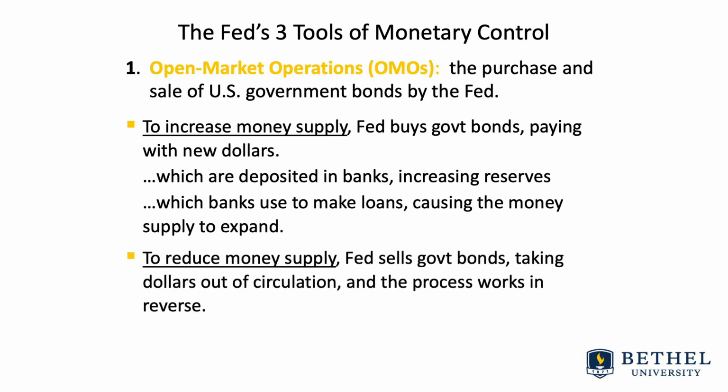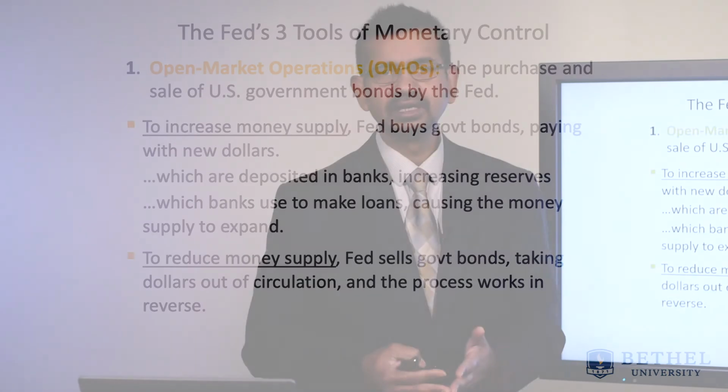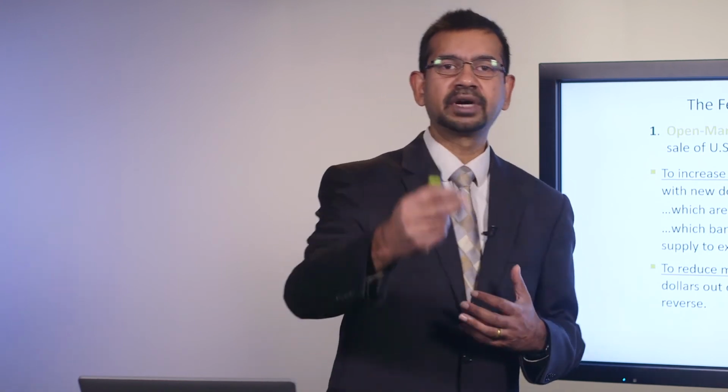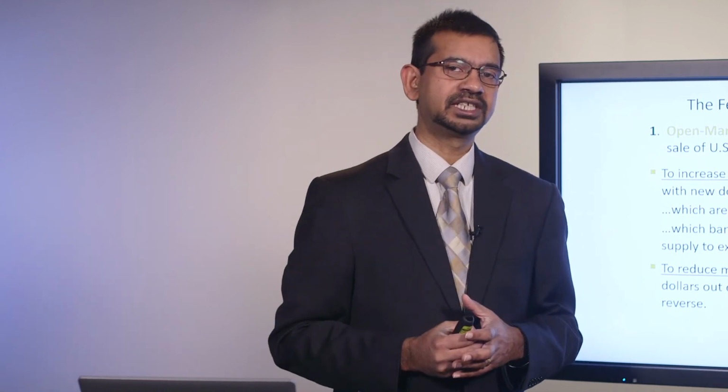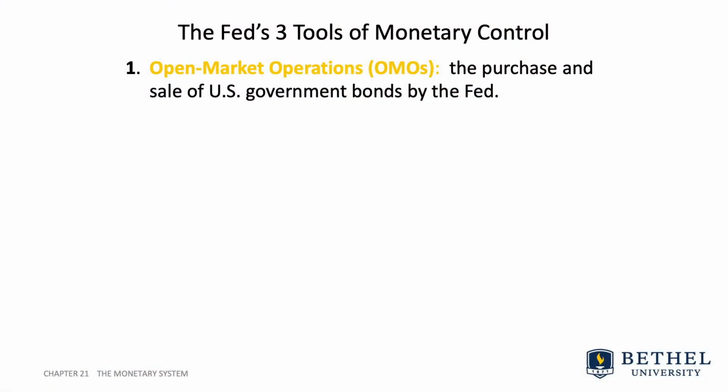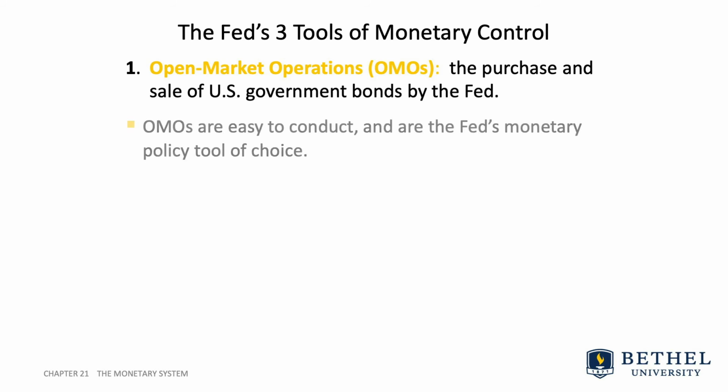On the other hand, to reduce the money supply, the Fed will sell government bonds. There's always a demand for government bonds, and when the Fed sells them, it is taking money out of the banking system. As a result, there's less money supply available. So open market operations are the purchase and sale of US government bonds by the Fed. This is done through the New York Fed's trading desk, and it's fairly easy to control, so the Fed uses this as its tool of choice for monetary policy.